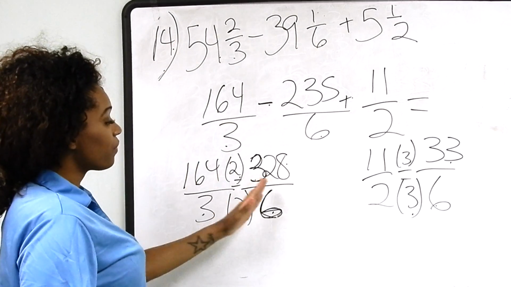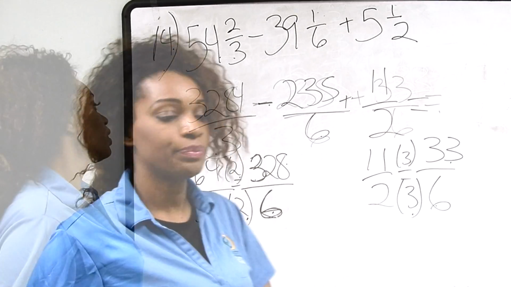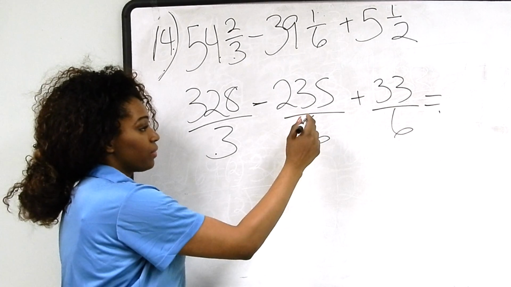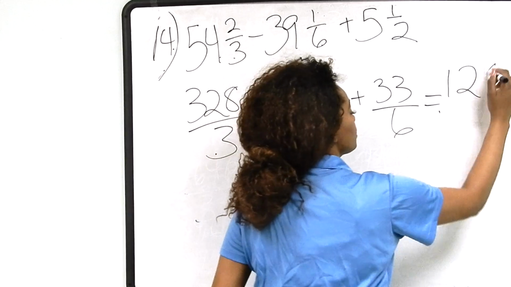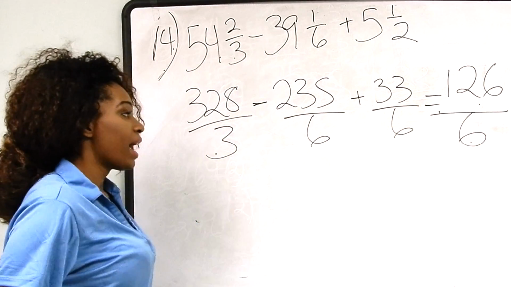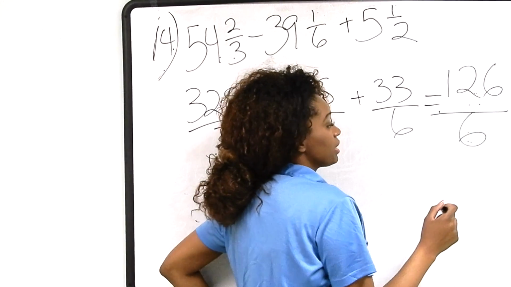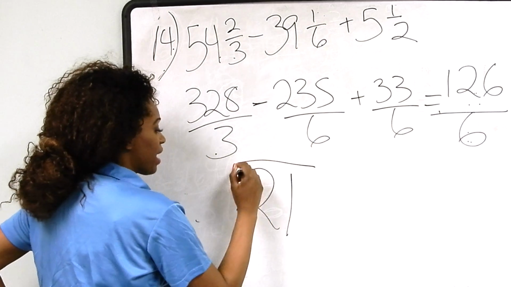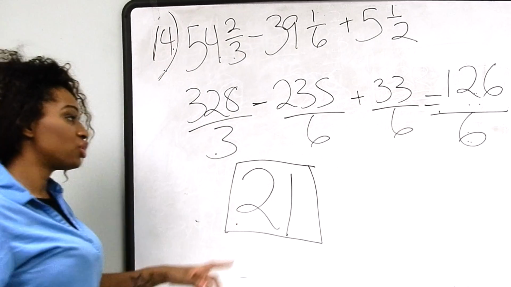Now that we've converted our fractions, we can add and subtract. 328 minus 235 is 93, plus 33 is 126. And we're going to put that all over the number 6. And now we're going to reduce. 6 goes into 126 21 times. The final answer for question number 14 is 21.